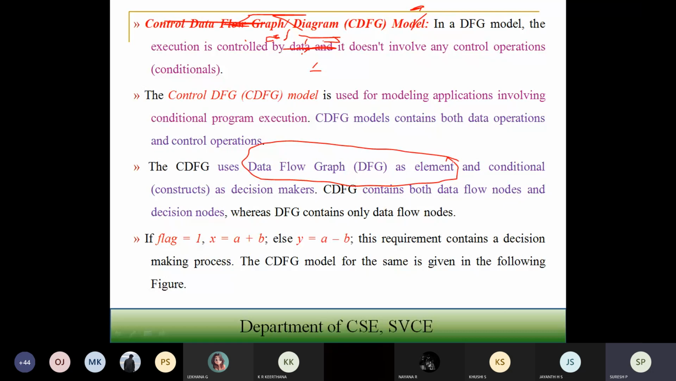Now if you have the control data flow graph, where CDFG stands for control data flow graph, it contains both data flow nodes and decision nodes. So what are the two nodes it contains? It contains both your data nodes and control nodes.